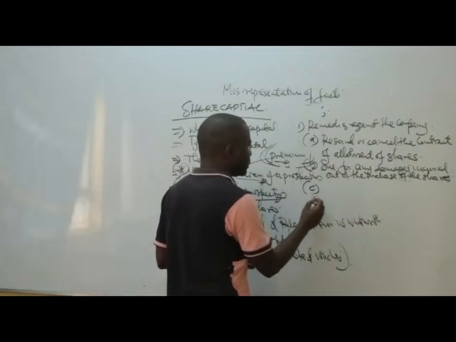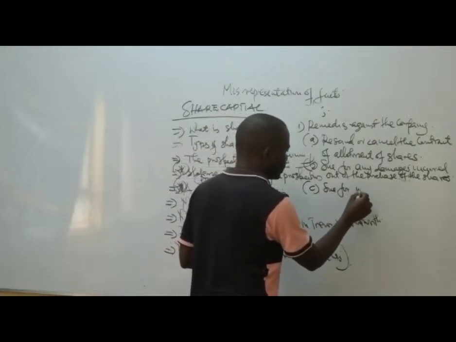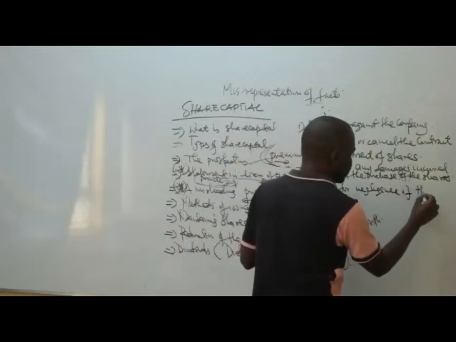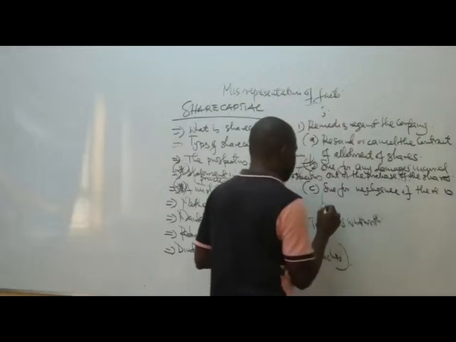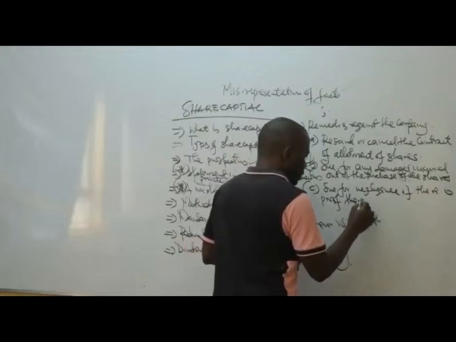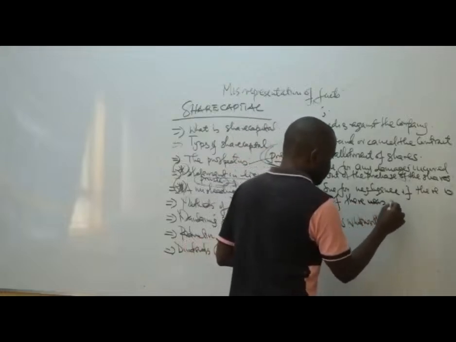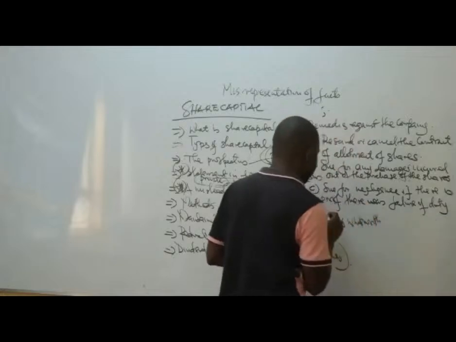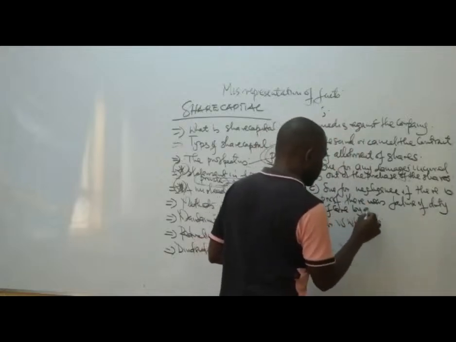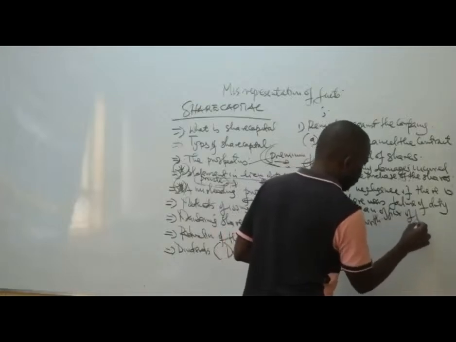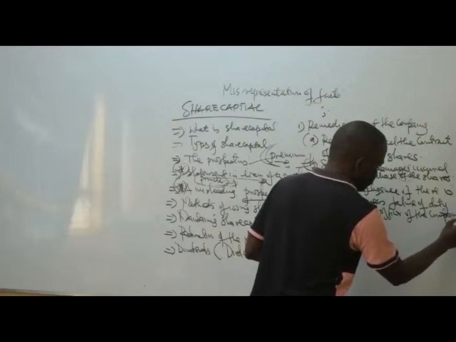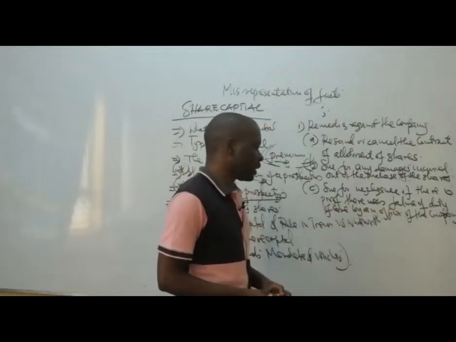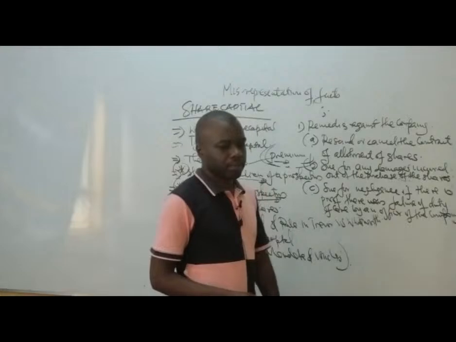Number C, sue for negligence, if there is proof there was failure of duty of care by an officer of the company.